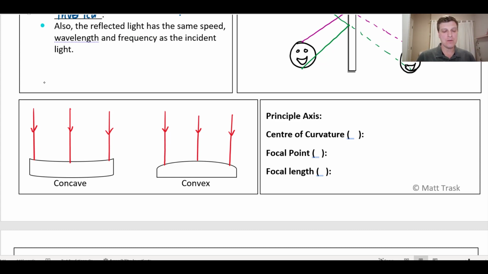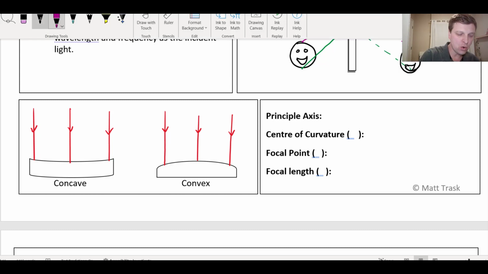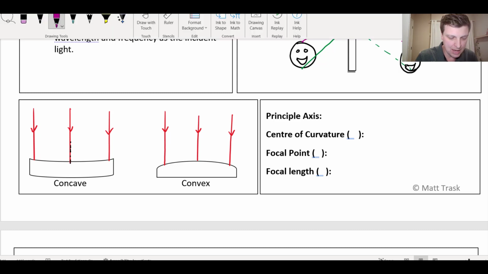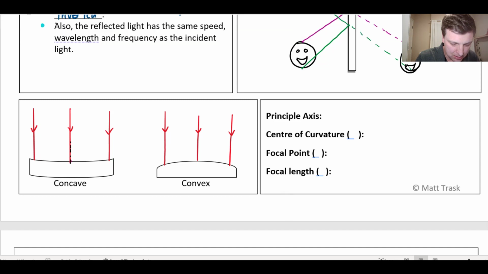Well, for the concave mirror, right in the center, even though it's curved like this, my normal line right in the center is going to be straight up and down. That's kind of the normal line. It's perpendicular from the center of the mirror. So when this ray of light bounces back, it's going to bounce basically straight back like this, okay? And that's nice and simple.